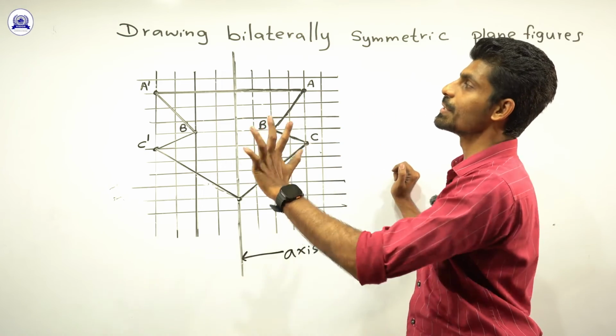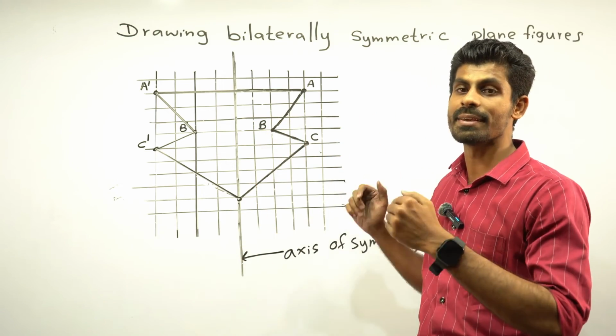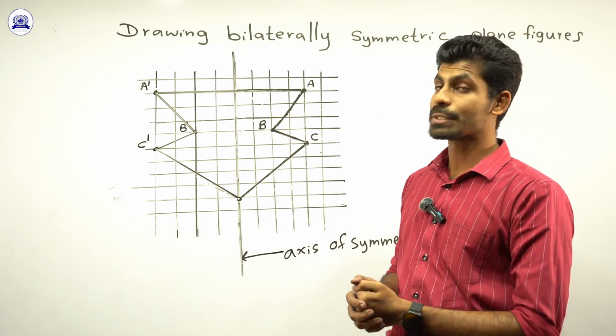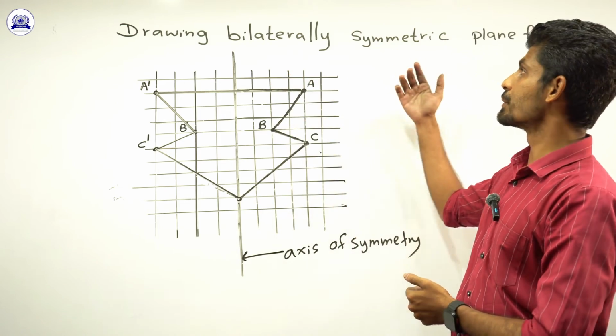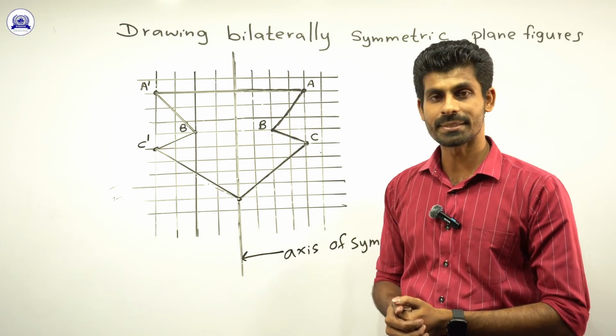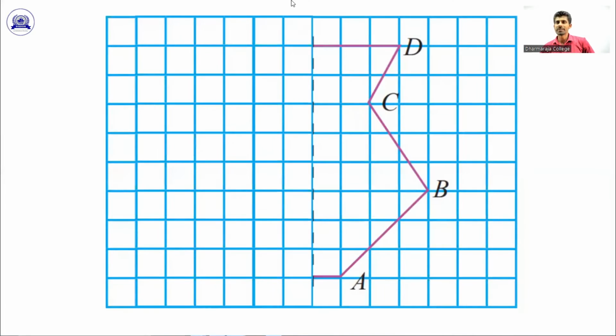Just try to draw this one by yourself and we can quickly move to the other 3 examples of how to draw the bilateral symmetric plane figures. Look at this figure. Then you need to draw this figure. That means you need to complete the bilateral symmetric plane figure.